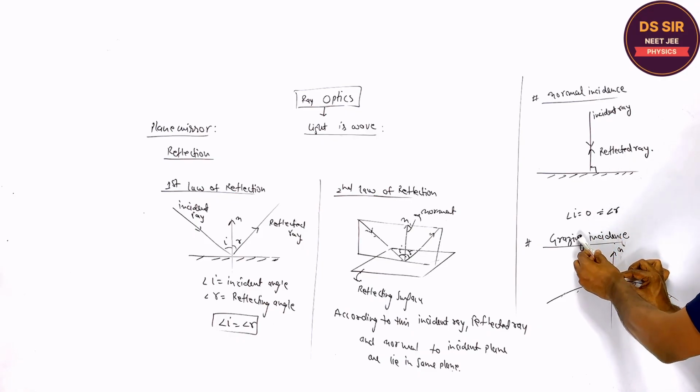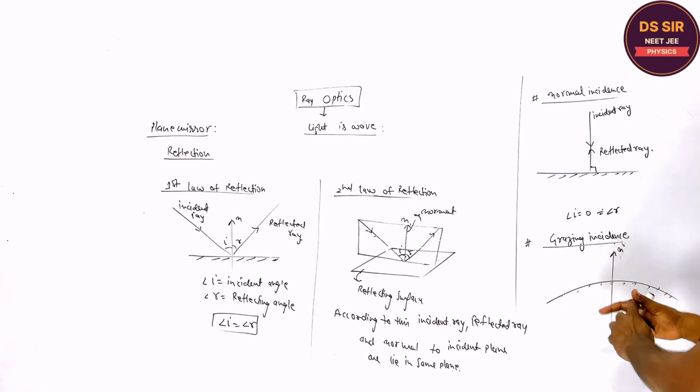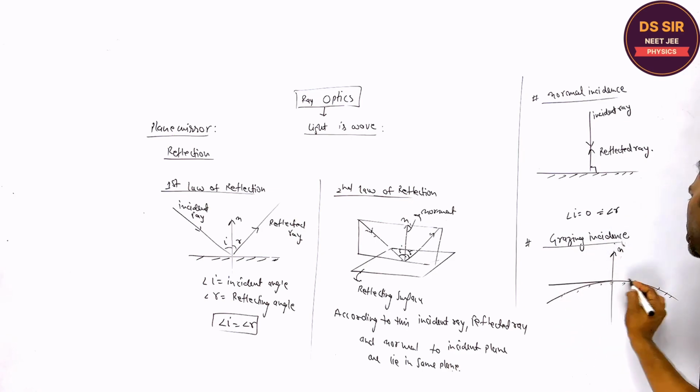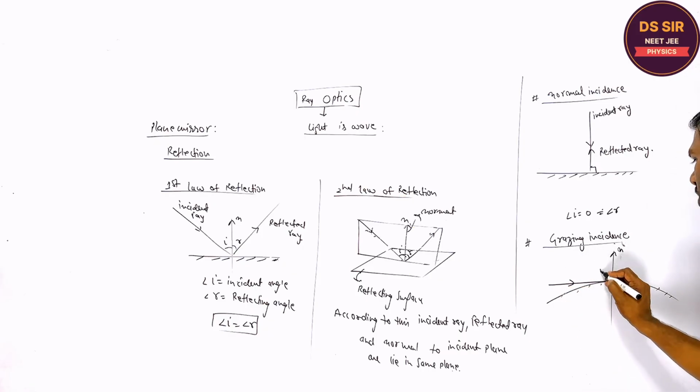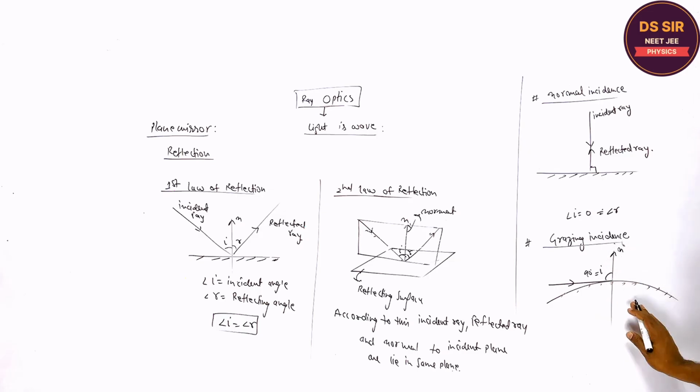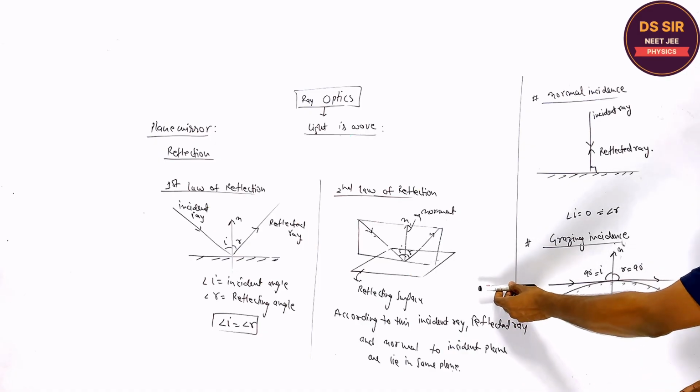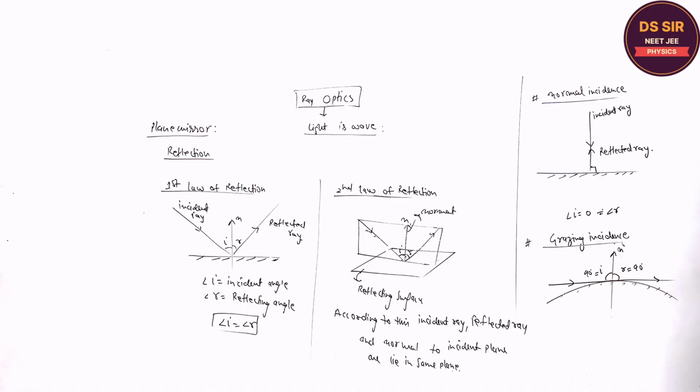If the angle is increasing and the ray just touches the surface tangentially, here the angle of incidence is equal to 90 degrees, and therefore the angle of reflection is also 90 degrees. This is called grazing incidence. Grazing means it grazes the surface. This is the incident ray and this is the reflected ray.